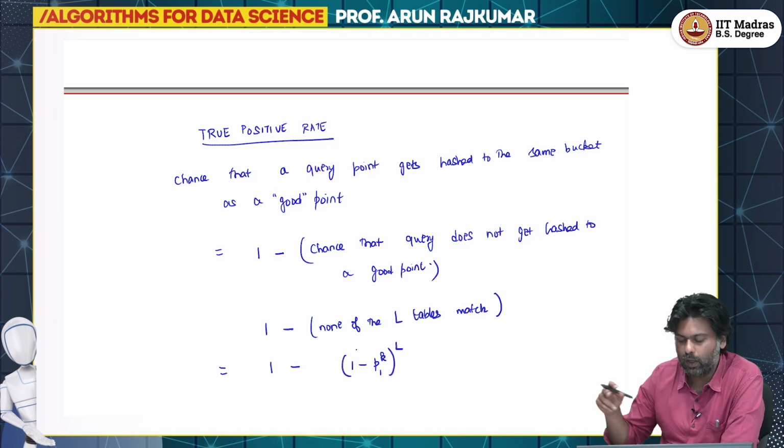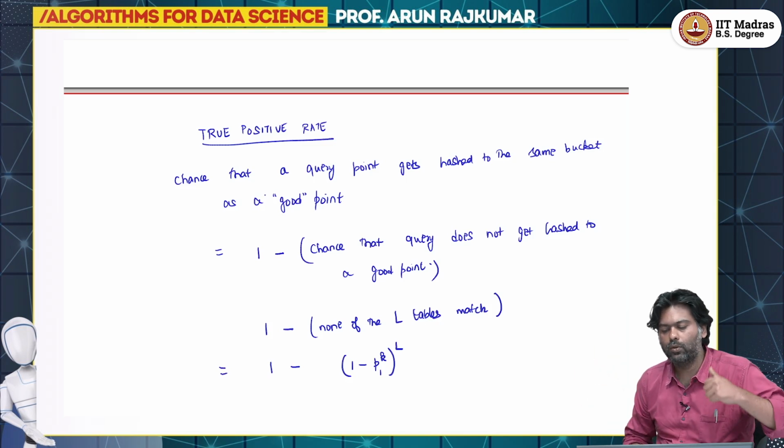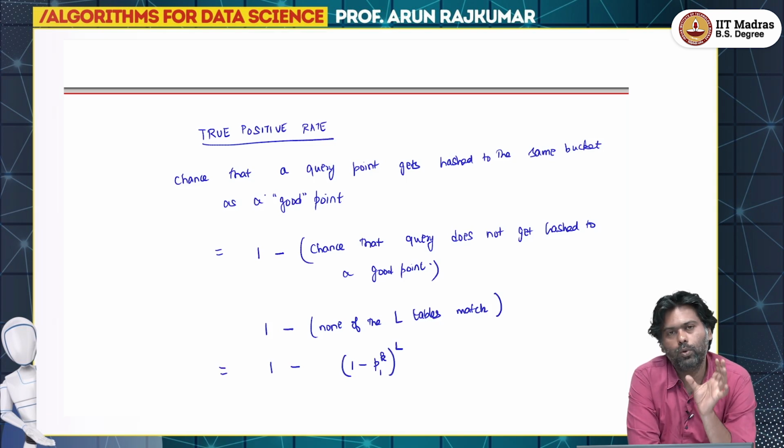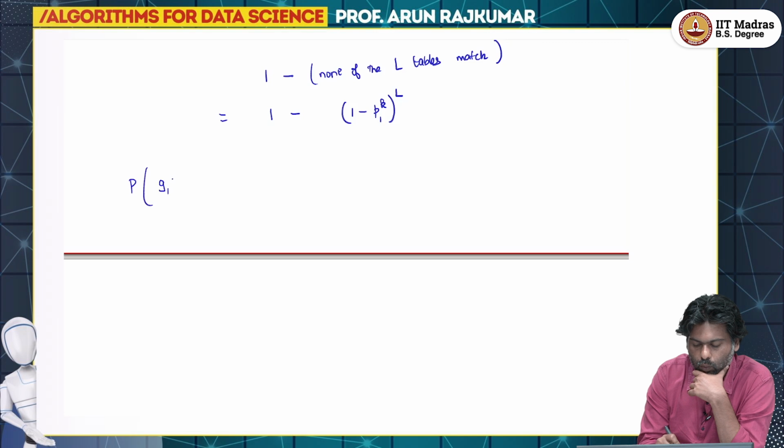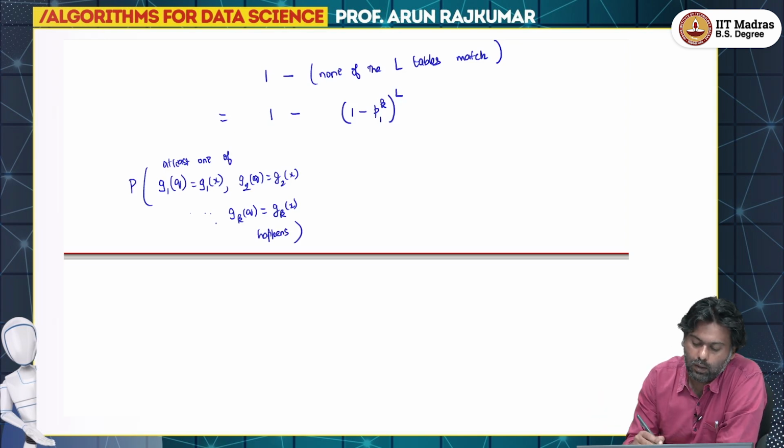So, 1 minus p1 power k, power L is the chance that a query gets hashed to the same bucket as a good point, right. So, how did we arrive at it? Quickly again, we wanted to ask the question, what is the true positive rate, which means that given a query point, we want the probability that at least one of g1 of q equals g1 of x, g2 of q equals g2 of x, dot dot dot gk of q equals gk of x happens. At least one of these events happens. That is the true positive rate, because if at least one of them happens, then we declare a collision between the good point and the q.